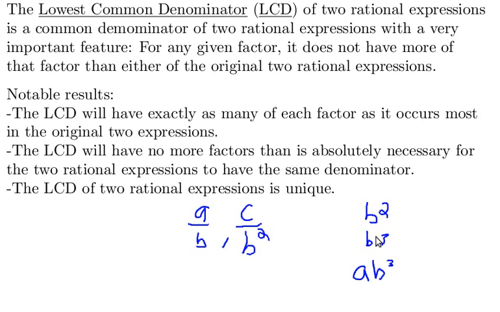See, these two right here are unnecessarily complicated, because they have more factors than we need. But there is exactly one lowest common denominator, and that's b squared. So I know this is probably kind of a strange concept, but let's go on to an example.